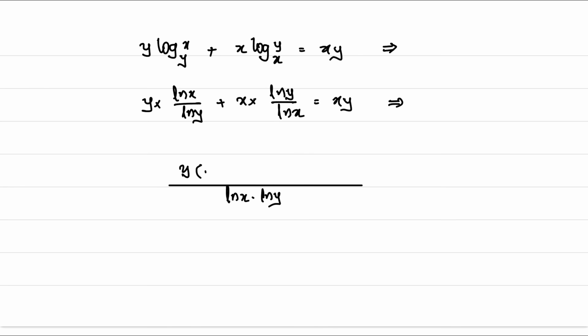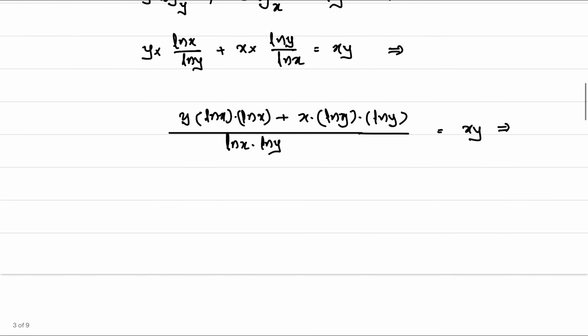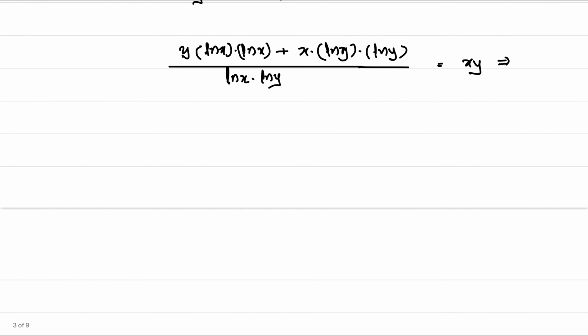y into ln x into ln x plus x into ln y into ln y is equal to xy. Do you agree? That implies y into ln x whole square plus x into ln y whole square is equal to xy into ln x into ln y.